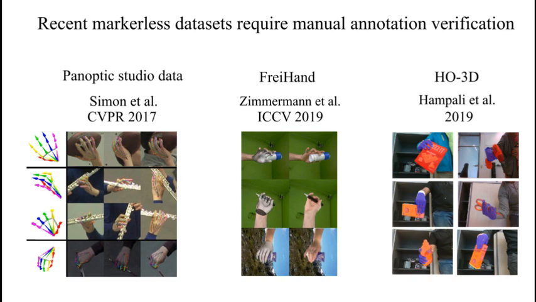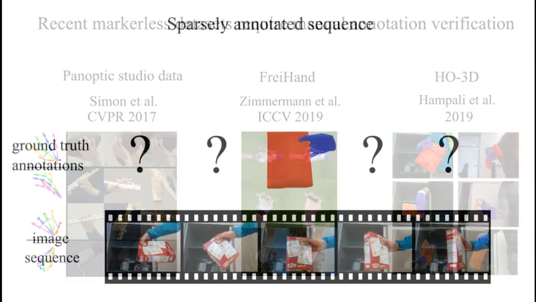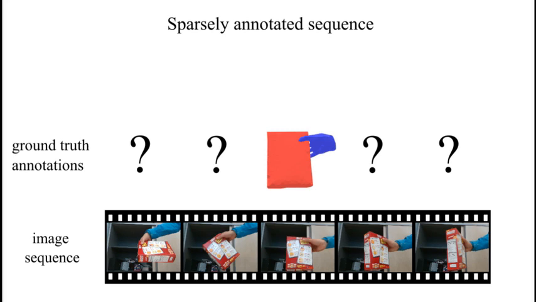These automatic annotation methods do not scale to the diverse and large-scale data typically required by modern CNN methods to obtain high accuracy in unconstrained settings. In this work, we investigate hand-object reconstruction from a sparse set of annotated keyframes, aiming to drastically reduce the number of frames for which ground truth is required.